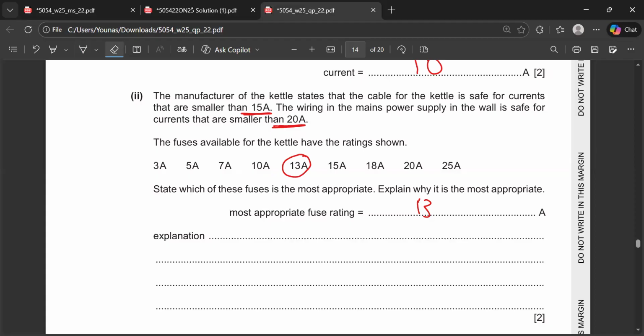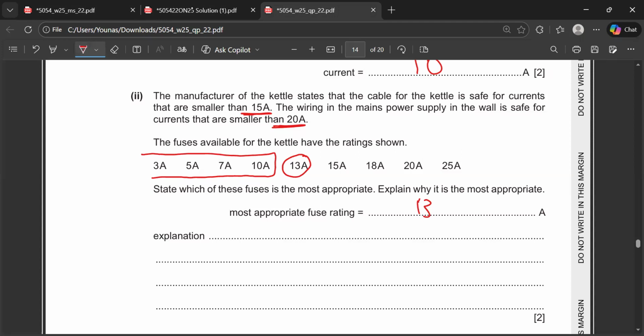Then I have to explain why I took 13 ampere, and why not anything less than 13 ampere. All of these which are less than 13 ampere, you cannot use them. Why can you not use them? Because your kettle will take 10 amperes. If you put a fuse like 3 ampere, 5 ampere, 7 ampere, or 10 ampere, your kettle will normally take 10 amperes. We just calculated that.